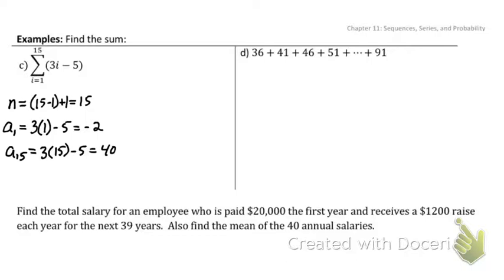All right. So our sum is going to equal our n value. Remember, that's how many pairs I have. I have 15 divided by 2 pairs. And we're going to multiply that by our first term plus our last term. Even though there's a negative in there, it's still going to work. So we have 15 divided by 2 times a negative 2 plus 40. What is that going to equal?